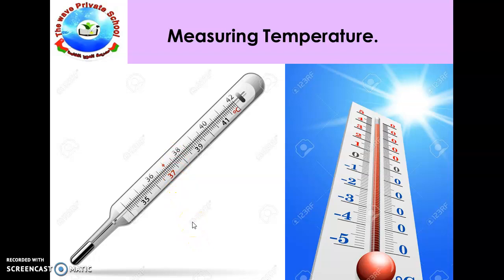Okay, the normal body temperature of a human is 36.5 to 37.5 degrees Celsius. These are the Celsius measurements. In Fahrenheit also we can measure. The normal temperature of the human body is 97.7 to 99.5.